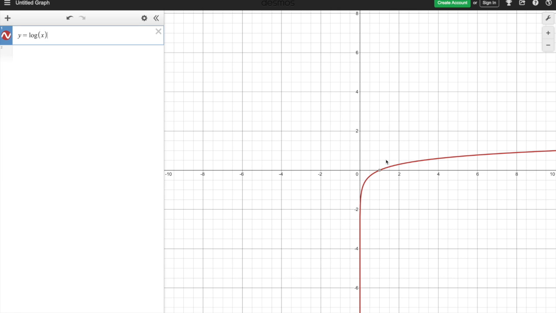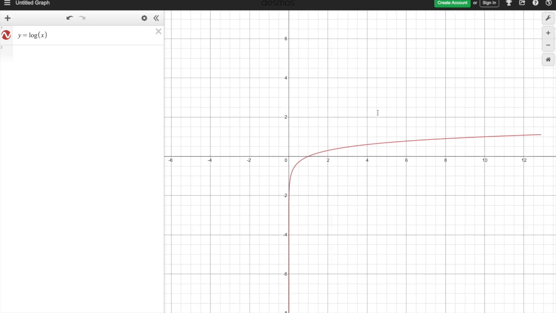One thing that you might notice is that the graph never crosses over the vertical axis to the left side. That's because there's no exponent that you can put on 10 to get a negative number. No matter what exponent you put on 10, you always get something positive. So that's why our logarithm function is always over here on the right side of the graph.